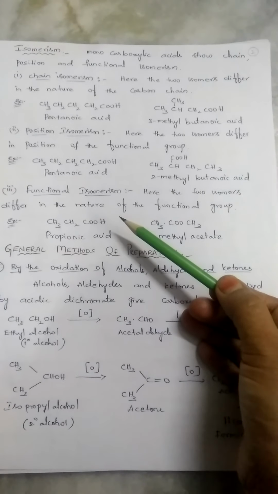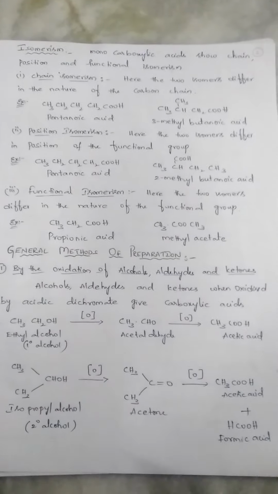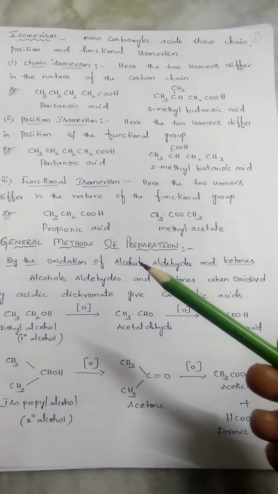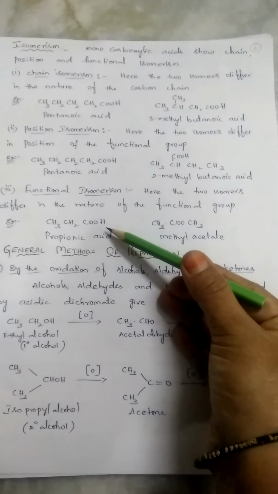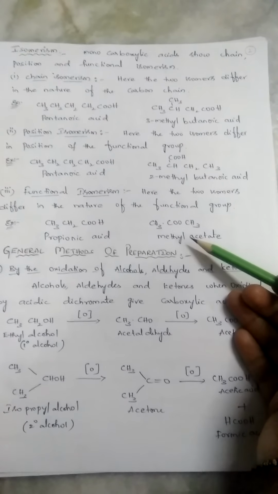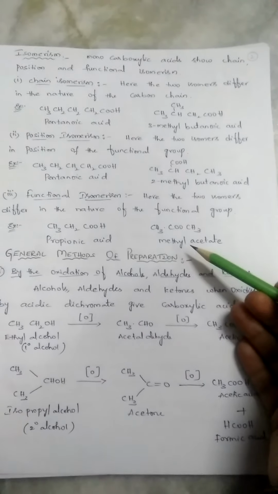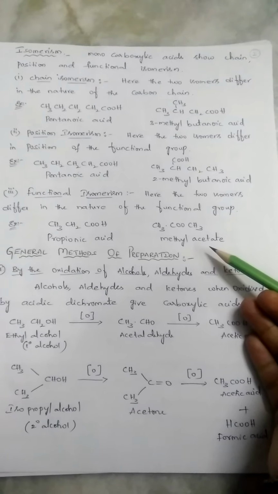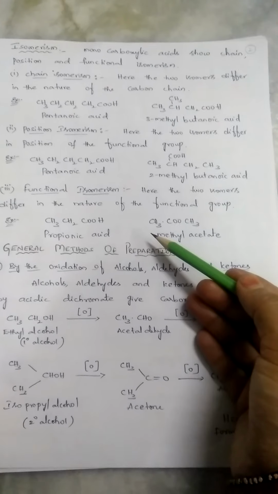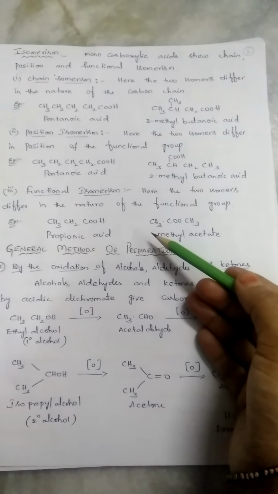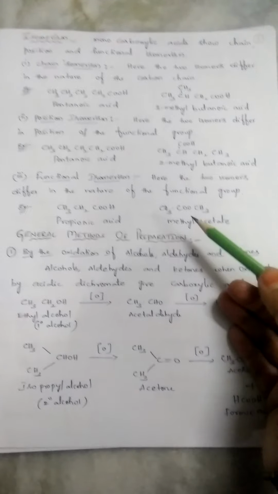And next one is functional isomerism, which is a very, very important isomerism. Though the compounds have the same number of carbons, hydrogens and oxygens, their functional group differs. Here always carboxylic acids are functional isomers of esters. So that's why we wrote one example, which is propanoic acid, and this is methyl acetate. Okay, so remember one thing, carboxylic acids are functional isomers of esters. That is the main important point you must remember.